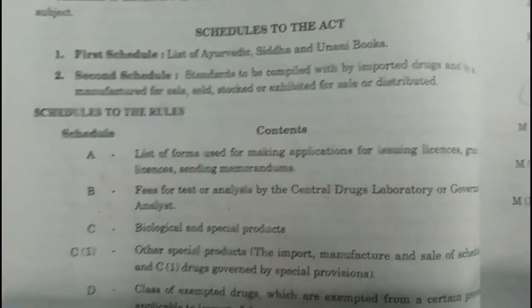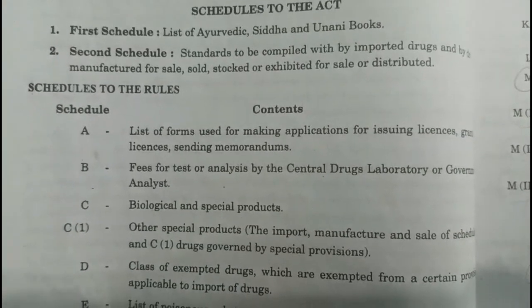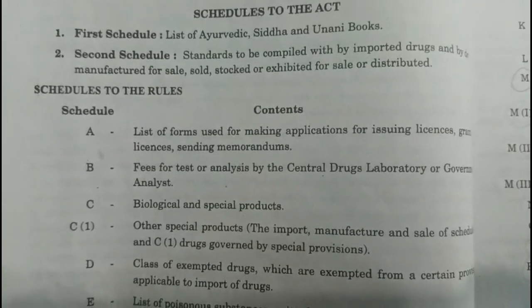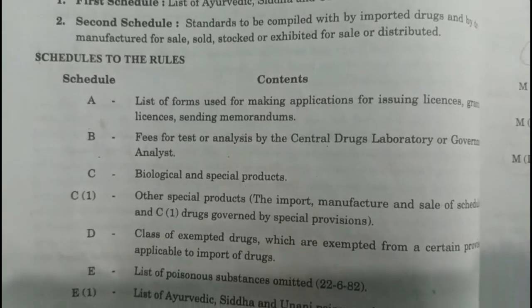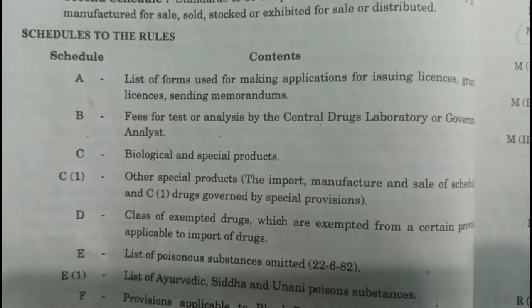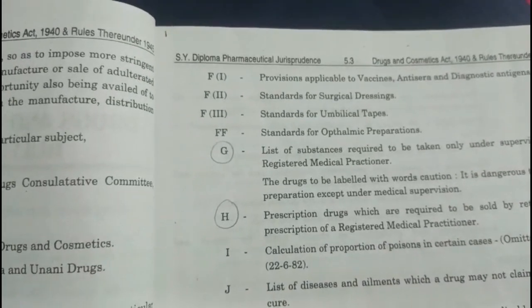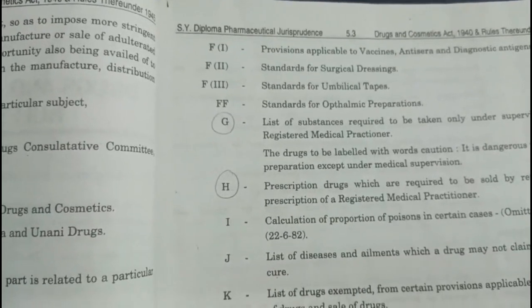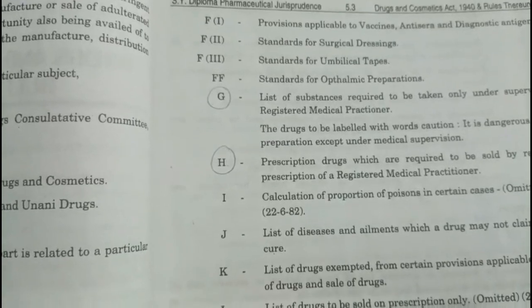So for sessional, I am giving you A, B, C, C1. They may ask you what the difference between C and C1 is. For final, you have to learn everything. What is the difference between schedule E and E1? And then what is the difference between schedule F1, 2 and 3? What do you mean by schedule FF? What is the difference between schedule O and H, like that?